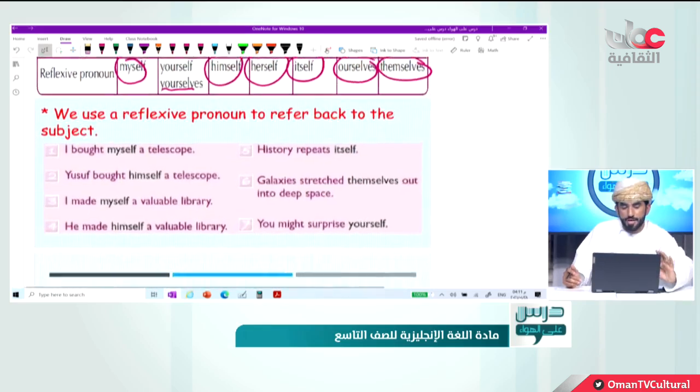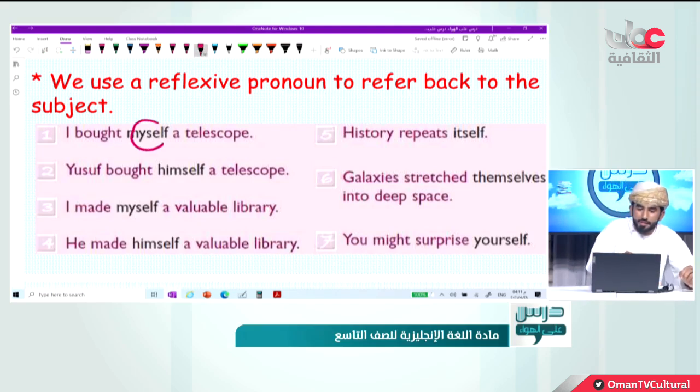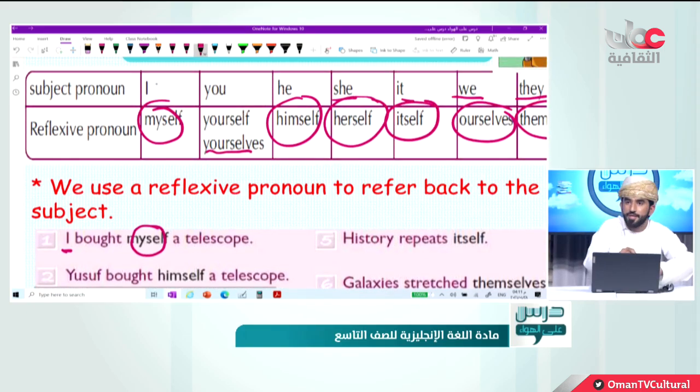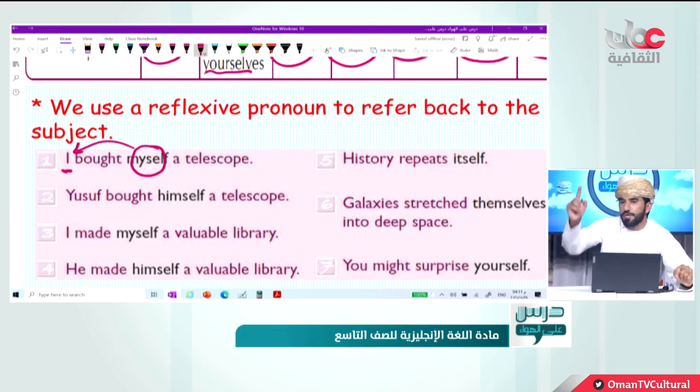Okay. Let's focus now on those sentences, for example. I bought myself a telescope. Tell me, this myself refers to which word in the sentence? Is it I or bought? I, exactly. Remember, I, myself. Again. So myself refers to I. Yalla, number 2. Behind the screen, who can read? Yusuf bought himself a telescope. Exactly, himself refers to Yusuf.